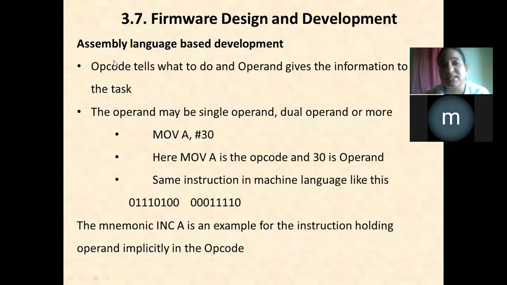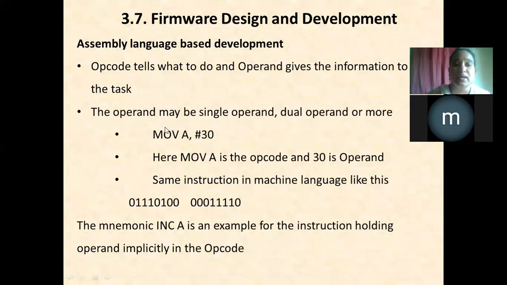Opcode tells what operation the processor has to perform. And after that, the operand gives information to perform the task. To perform that operation, some variables or data are required. That data is given by the operand. This is the best example you can see here: Move A, hash 30. Hash indicates that before the variables, we should mention the hash.